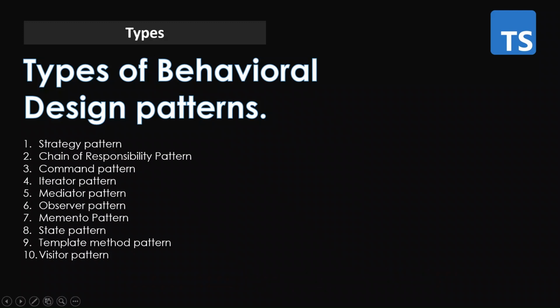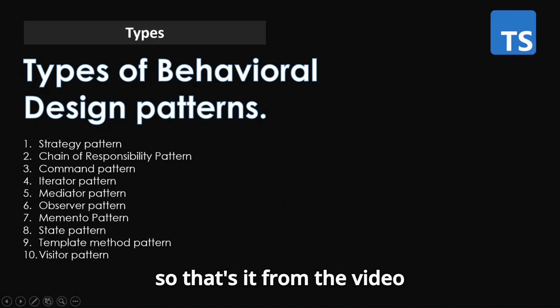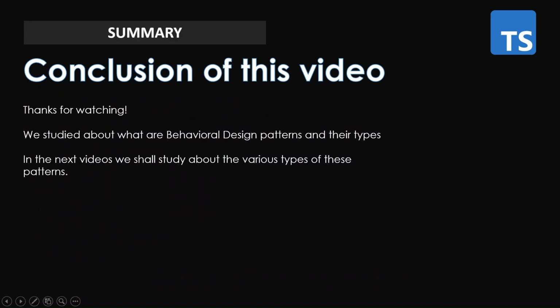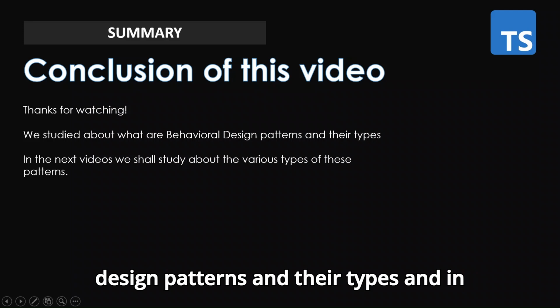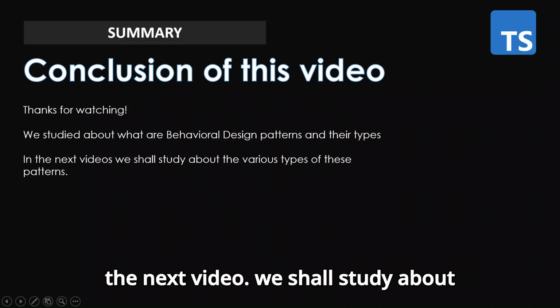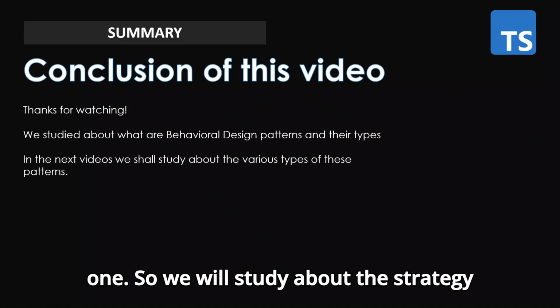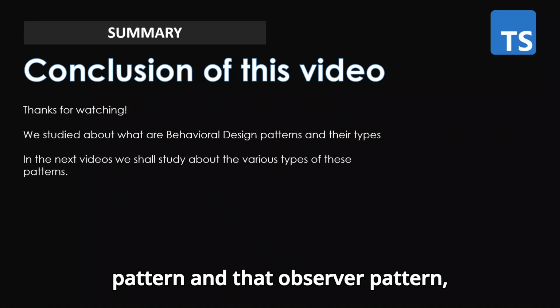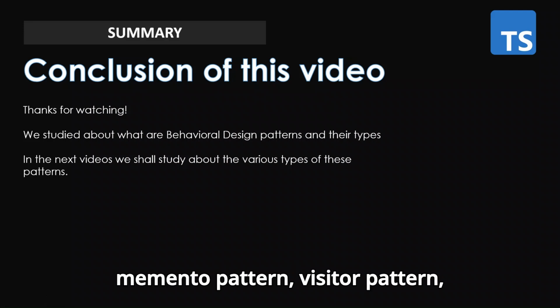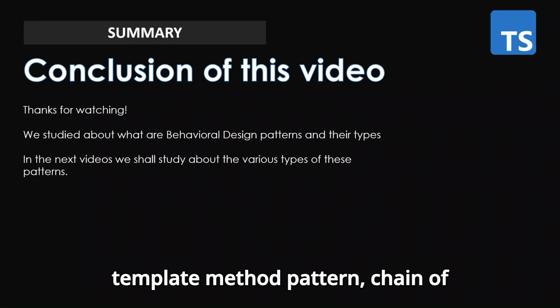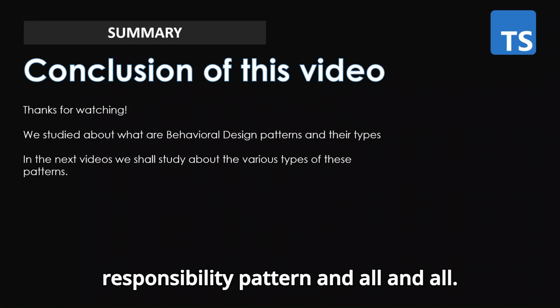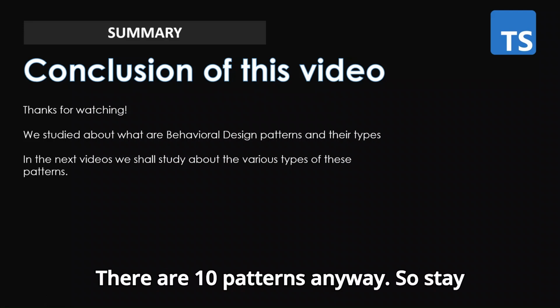Alright, so that's it for the video. We studied what behavioral design patterns are and their types, and in the next videos we shall study the various types of these patterns one by one. So we will study the strategy pattern, the observer pattern, memento pattern, visitor pattern, template method pattern, chain of responsibility pattern, and all. There are 10 patterns anyway.